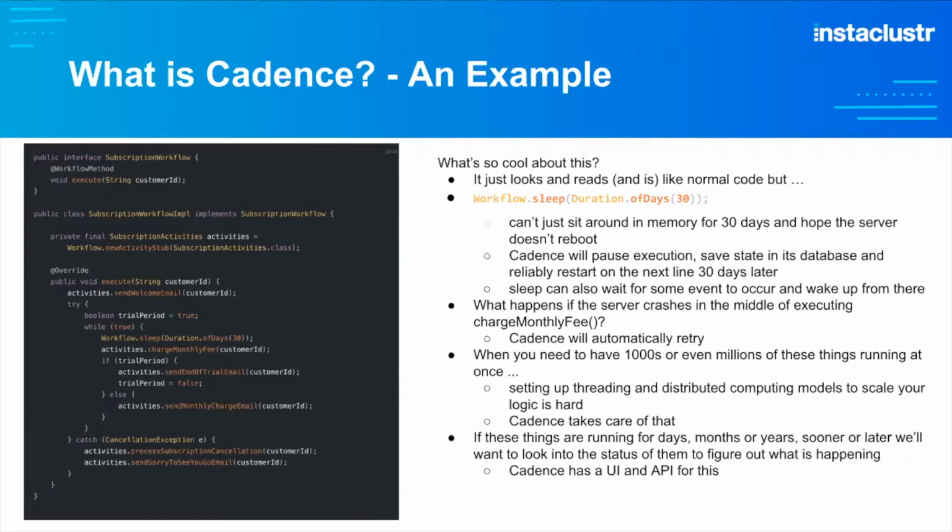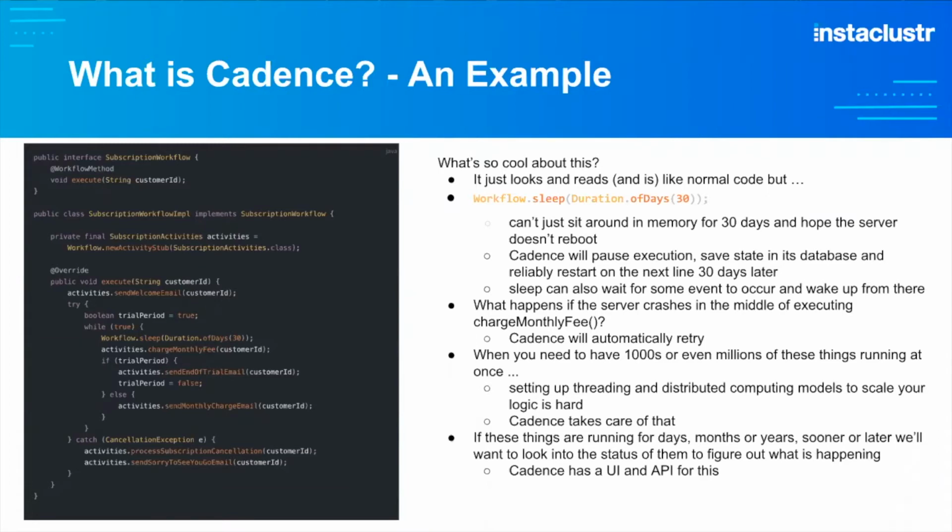And that's what Cadence is allowing us to do, is to write code that reads in a very logical manner, that only really requires us to concentrate on the logic, and it takes care of a lot of the other stuff. So diving into that a little bit more, one of the steps I mentioned in there is a workflow.sleep for 30 days. So basically this code is going to stop for 30 days and do nothing until it comes time to charge the next month's subscription.